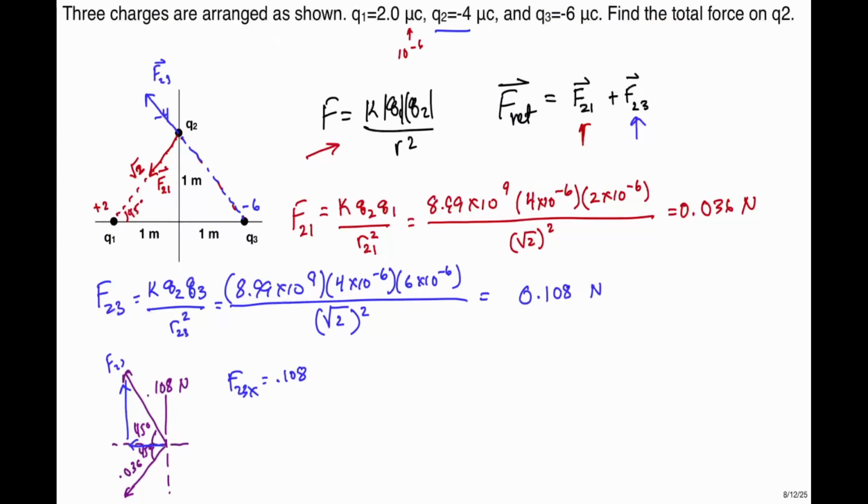Okay, back to this. So if we are going to find the x component of F23, does it touch the 45-degree angle? So what is it? It's cosine.